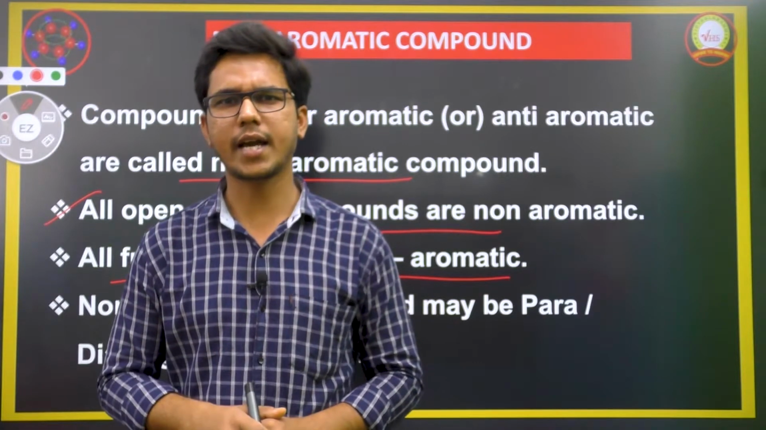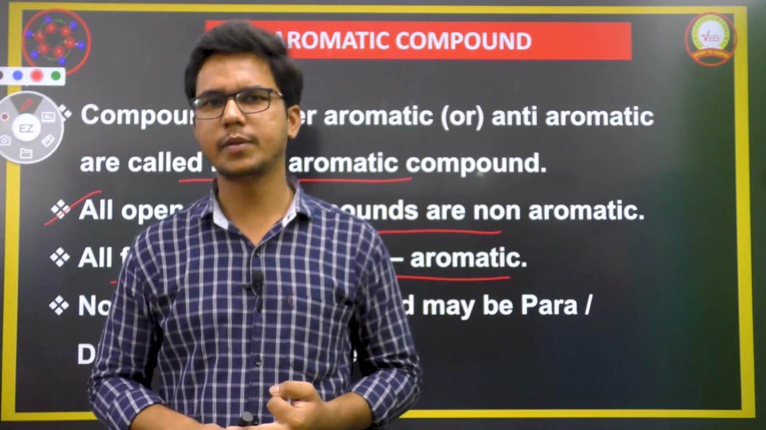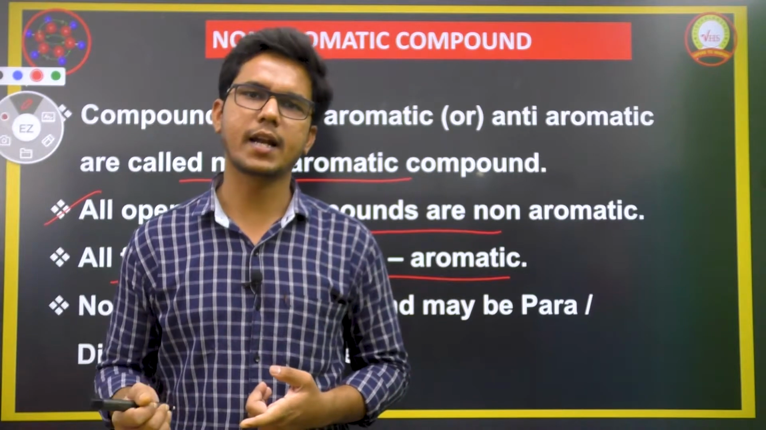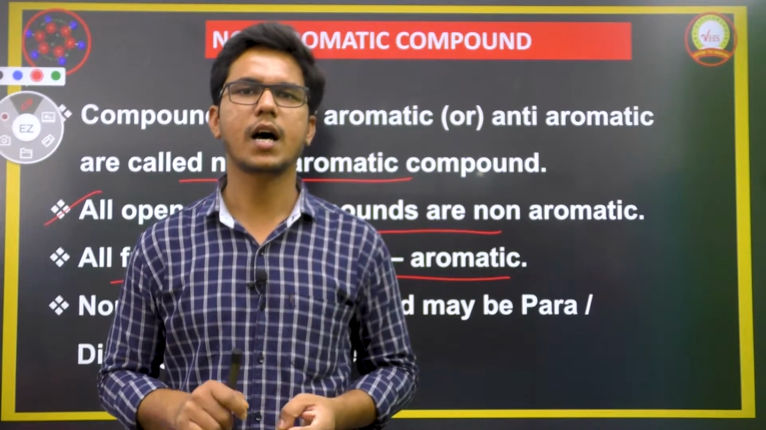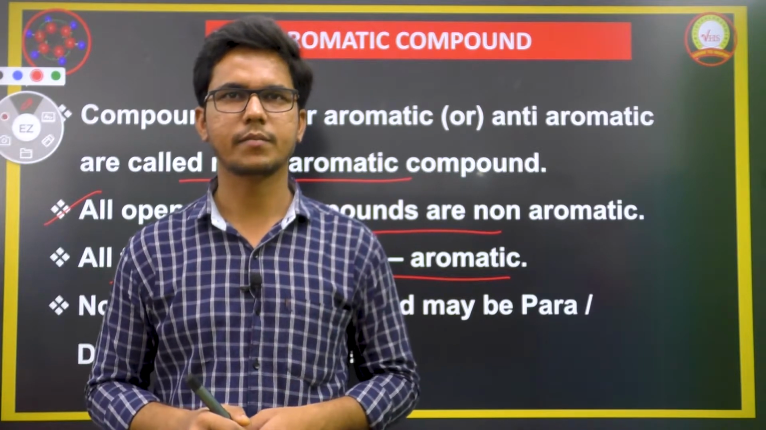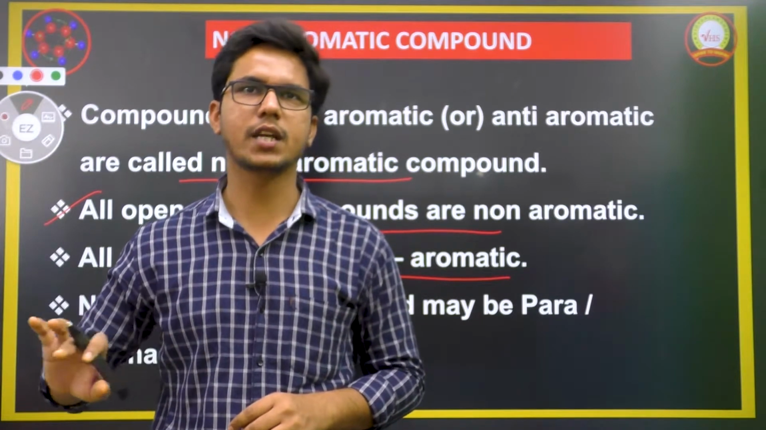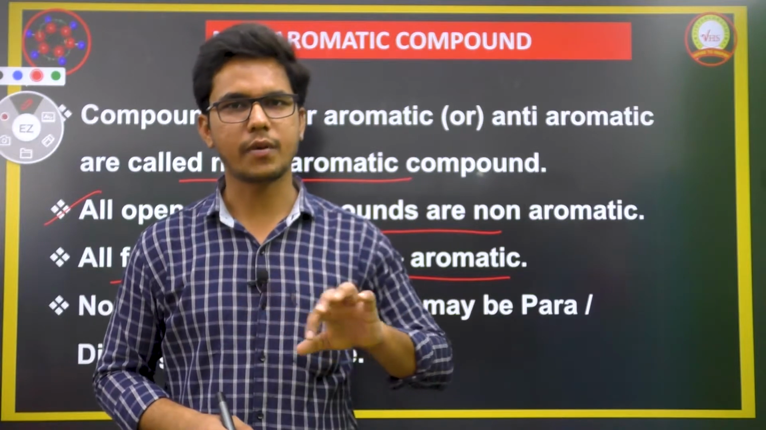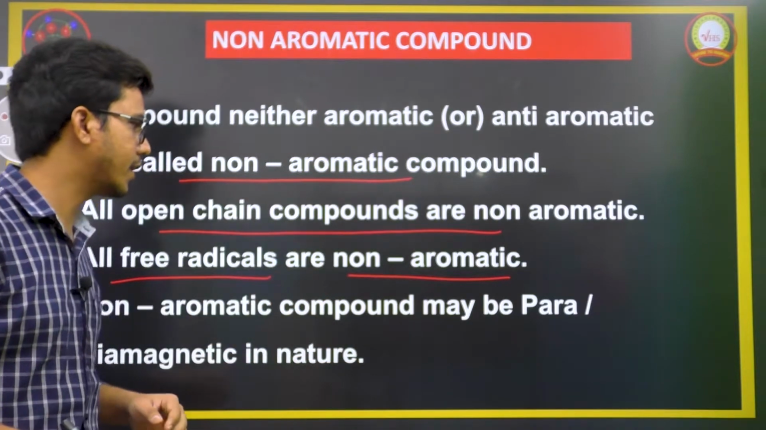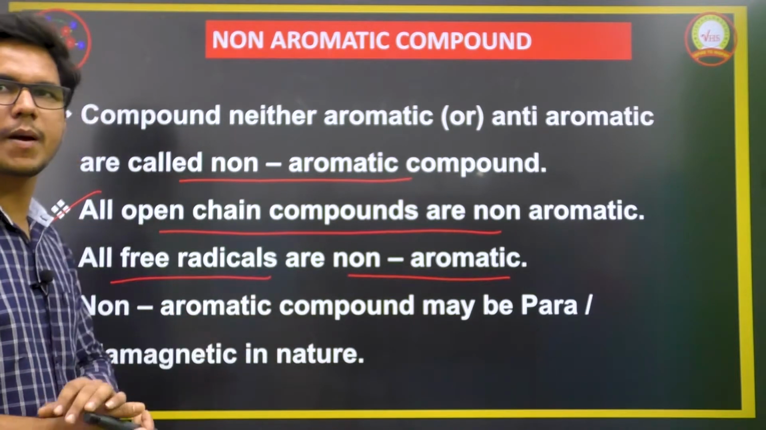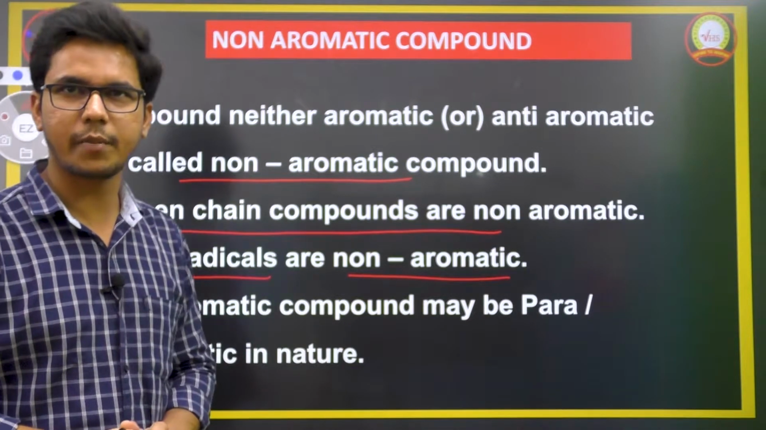But when it comes to an anti-aromatic compound, it should be cyclic, planar, and complete delocalization should be there. The only difference is the 4n pi electron system. If you go with a 4n pi electron system, we will get 4, 8 or 12 pi electrons for anti-aromatic. When it comes to non-aromatic, the compound which doesn't satisfy the conditions of aromatic or anti-aromatic comes under non-aromatic. All open chain and free radical containing compounds come under non-aromatic. Non-aromatic may be para or diamagnetic in nature. These are the conditions for aromatic, non-aromatic and anti-aromatic.